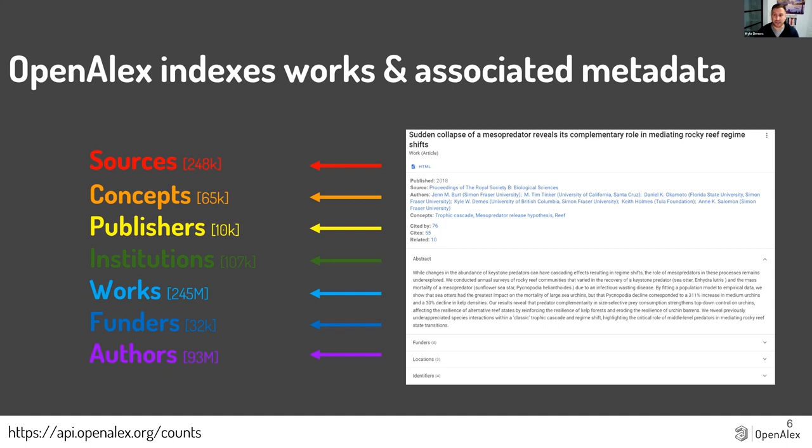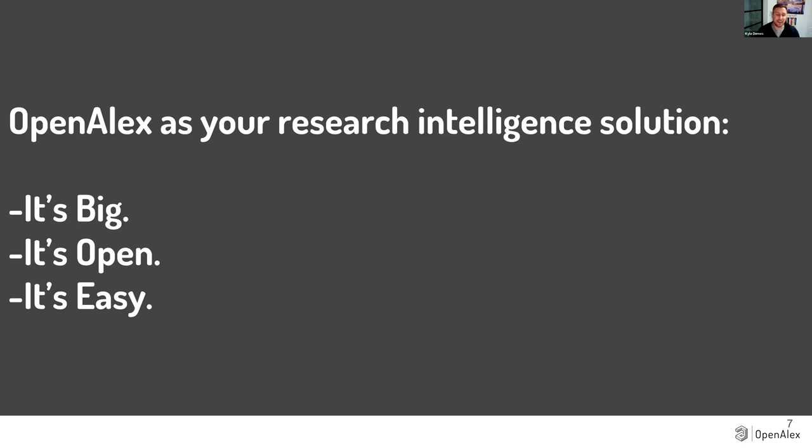There are other databases. OpenAlex is not the only one that does this. You might be familiar with Web of Science or Dimensions or Scopus. But a few key features of OpenAlex to keep in mind that I want to reiterate: it's big, it's open, and it's easy to use. When I say it's big, I mean it has larger coverage than the others. This is really important, especially in social science and humanities, but also in other fields where things aren't getting indexed in Scopus or Web of Science.